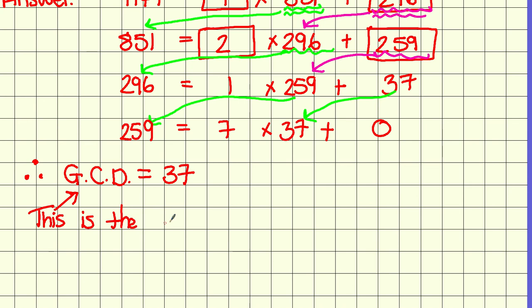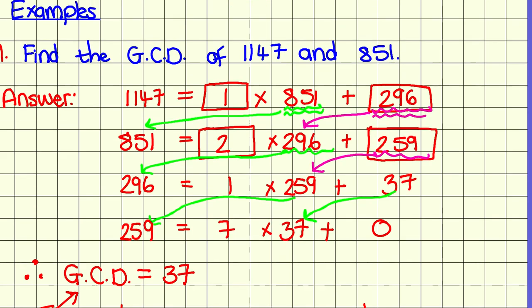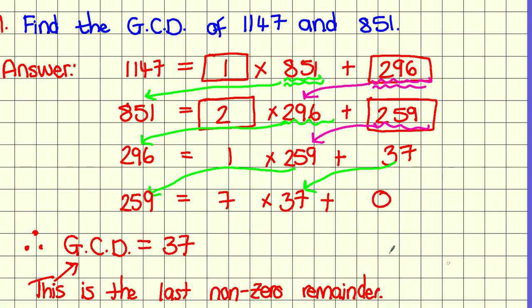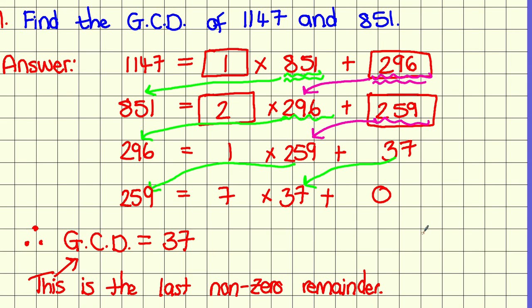And I'm just going to write in, this is the last non-zero remainder. And that's how you always know what the greatest common divisor is. Alright, and if you don't believe me, you can always double check this. You can always divide 37 into the 1147 and divide it into the 851, and that is the biggest number that I can divide into both of them. Alright, it's quite a cool wee technique, isn't it?